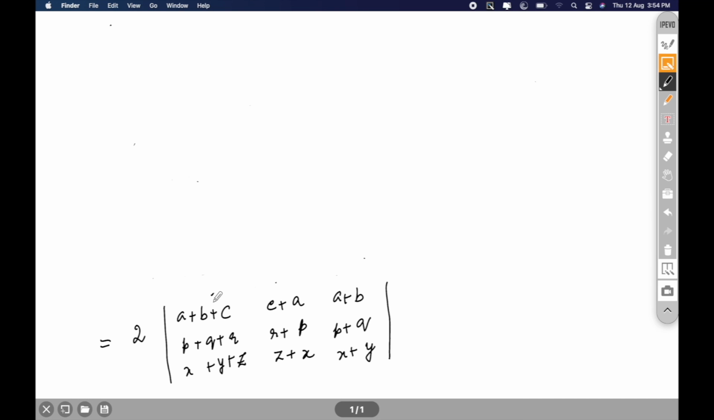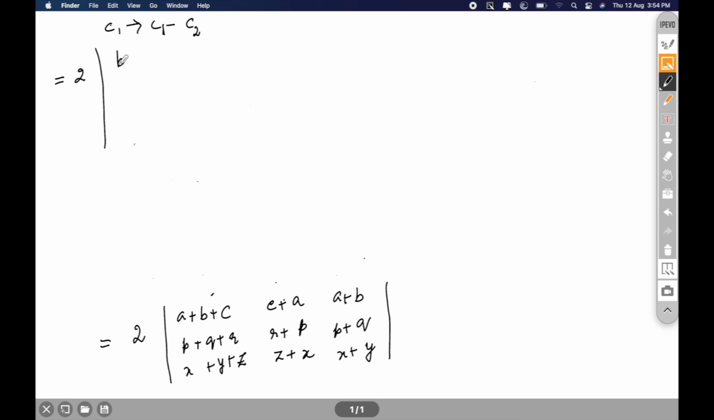Now I will try to subtract elements. So from here, see A plus B plus C. If I remove C and A, I will be left with B. So if I subtract sidewise, column 1 and column 2 when subtracted can give me a single element in column 1. So column 1 changes to column 1 minus column 2. So this gives me A plus B plus C minus A. I will be left with B.